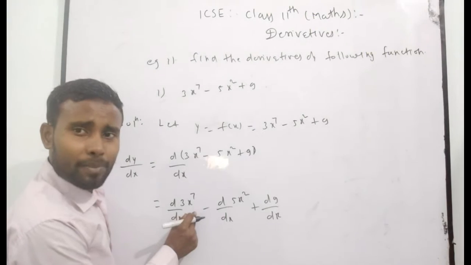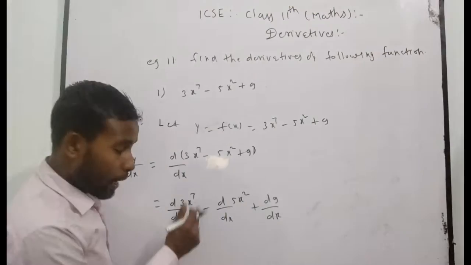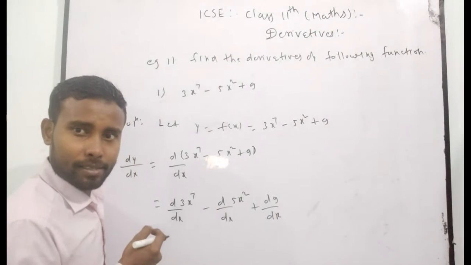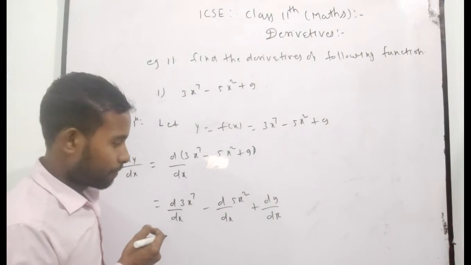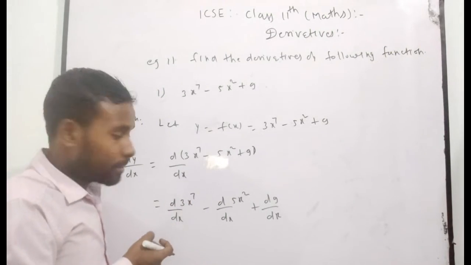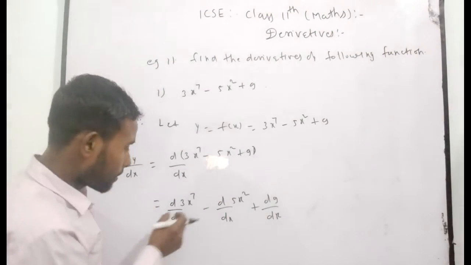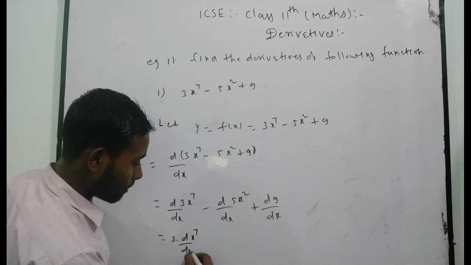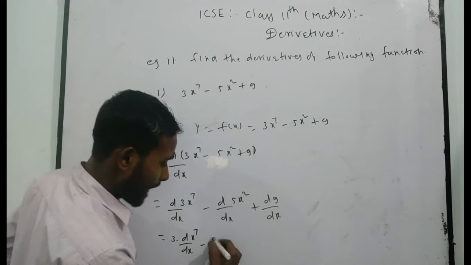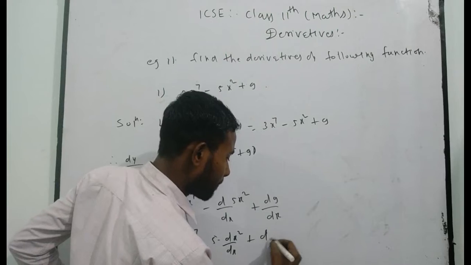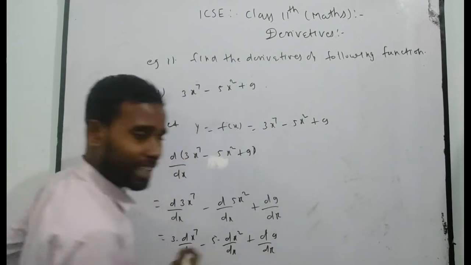Does it come from any formula? No. If you see one property, if any function f(x) has k as a factor, then you can take it out of that derivative. So I want to write 3 times the derivative of x to the power 7 with respect to x, minus 5 times the derivative of x square with respect to x, plus the derivative of 9 with respect to x. Can I write that?